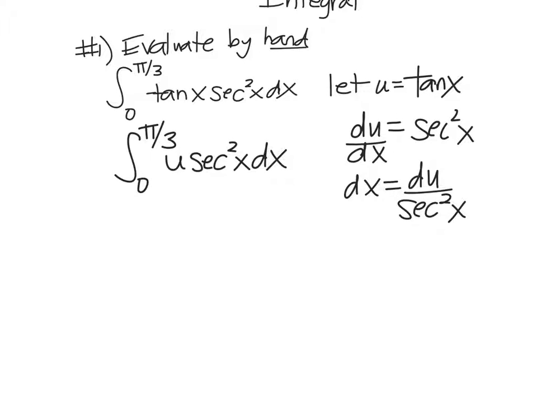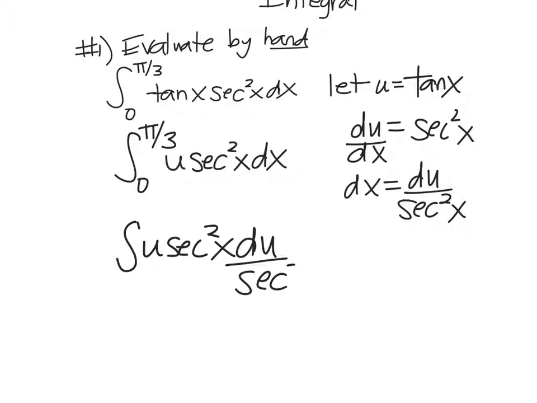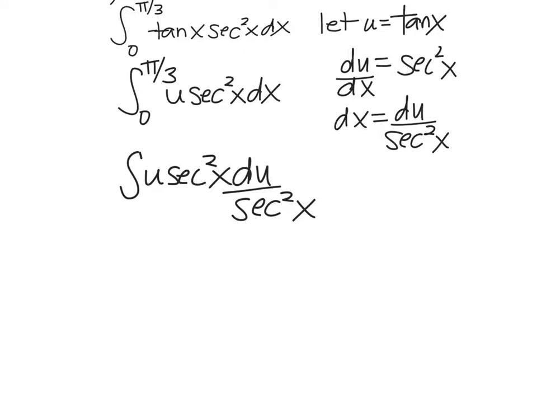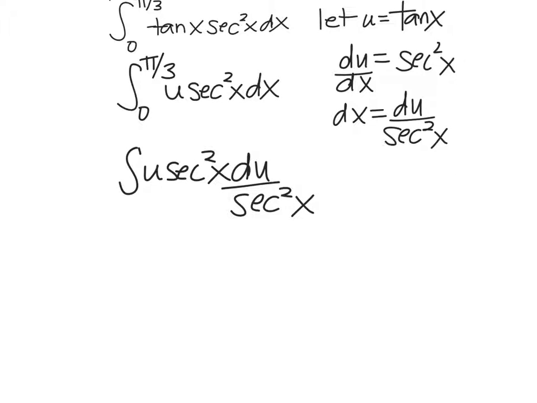All right, so now we're going to plug it in. So we're going to go integral of, don't write 0 to pi over 3 right now, because I'm going to tell you why in just a minute. But we're going to do u times secant squared x, and dx is du over secant squared x. So that's pretty great. And then, of course, those will reduce, leaving you with the integral of u du.